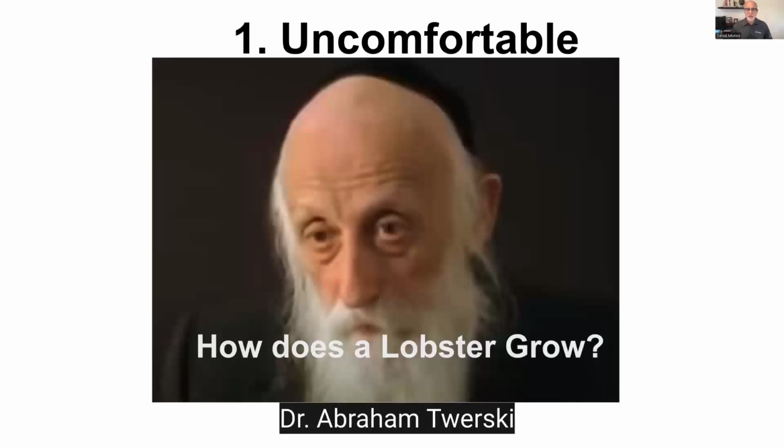In other words, as a lobster grows, the shell is hard and rigid, but his body is really soft. In order for the lobster to grow, they usually go under a rock or hide away somewhere. And they leave their shell and they grow a new shell.